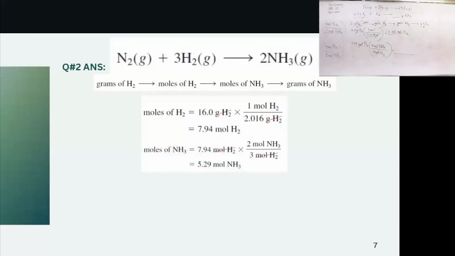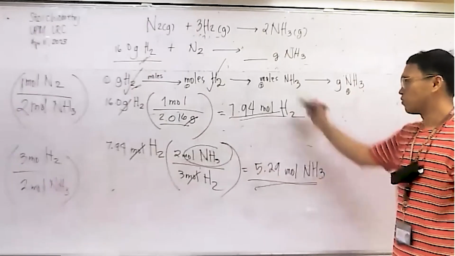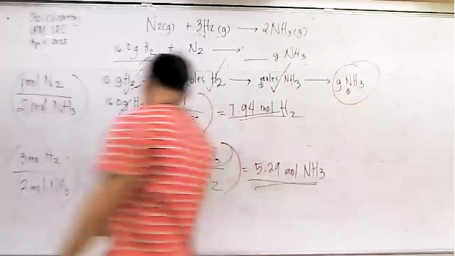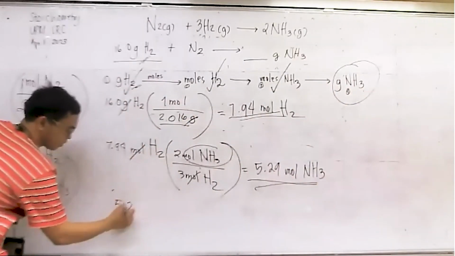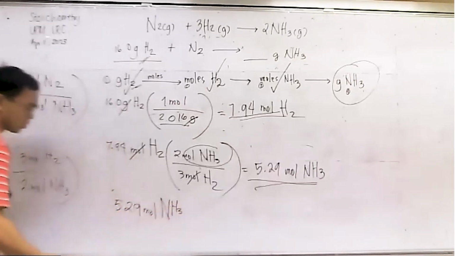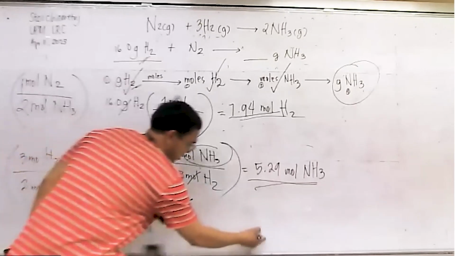getting your calculator, this would cancel out. What's left is 7.94 times 2 divided by 3, and the answer would be 5.29 moles of NH3. So we have this. What's next? We just have to convert this into grams of NH3. 5.29 moles of NH3. What do we multiply here?